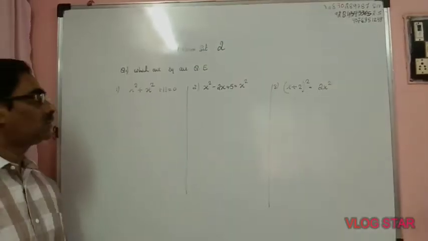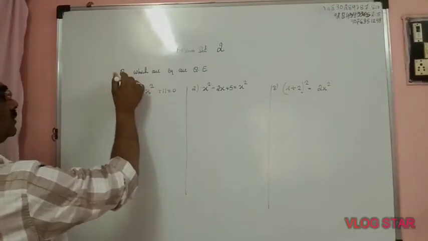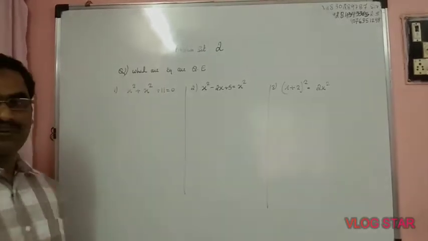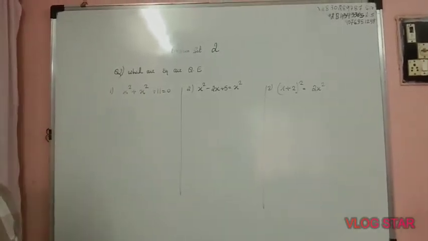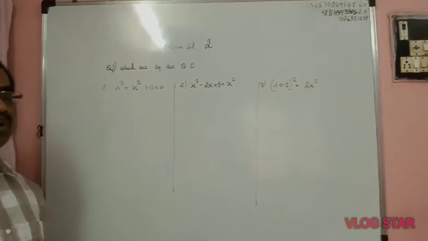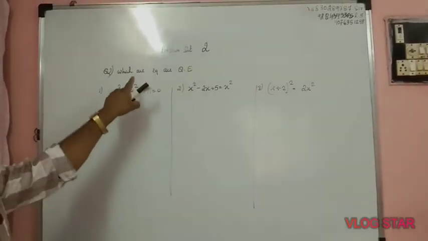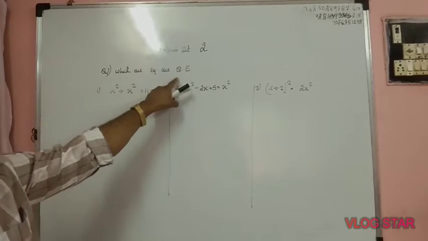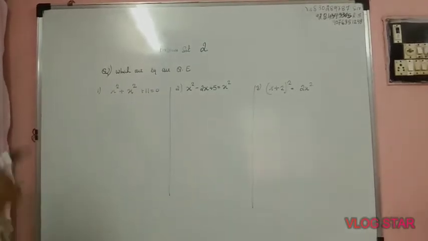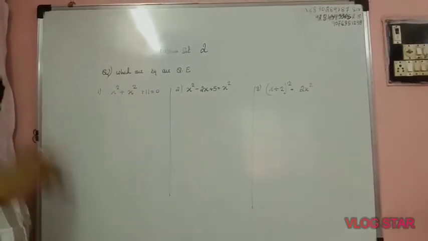Problem set 2, question number 2. First one is what? Multiple choice question. That we will do afterwards. First we will solve the sums. Find which of the equations are quadratic equations. इसमें से कौन सा equation quadratic है? Already we have done this one before only.